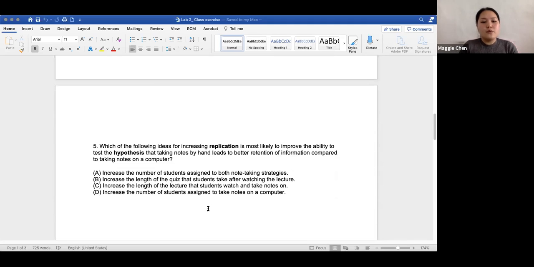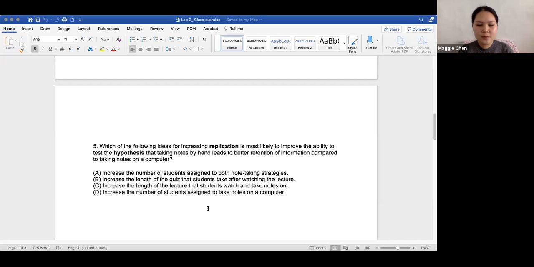Question 5, which of the following ideas for increasing replication is most likely to improve the ability to test the hypothesis that taking notes by hand leads to better retention of information compared to taking notes on a computer? So what can we do to our experiment? How can we replicate it in multiple ways so we have a better outcome, so we can be more confident in our final results? How can we replicate within our experiment to have a better final conclusion, or at least have more confidence in it?